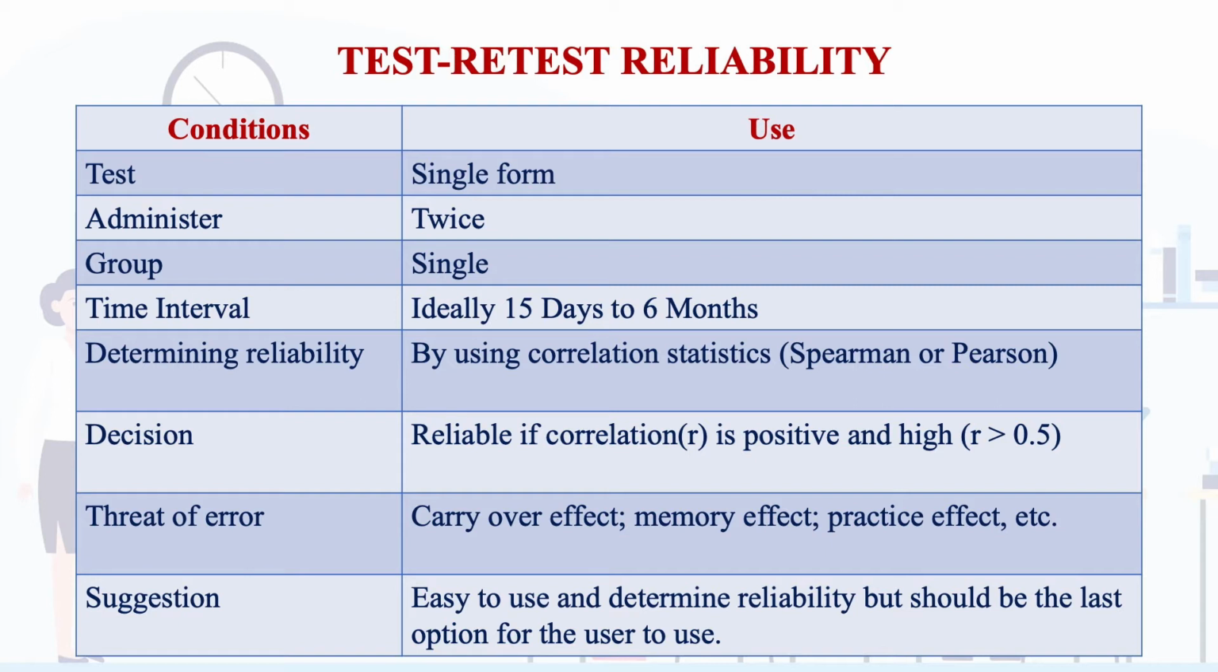If the coefficient of correlation is 0.5, then you can say that the test that has been developed is a reliable test. And what are the different threats or errors so far as the test-retest reliability method is concerned? Here three types of errors are possible. First is the carryover effect, second is the memory effect, and third is the practice effect. So try to understand what the carryover effect, the memory effect, and the practice effect are.